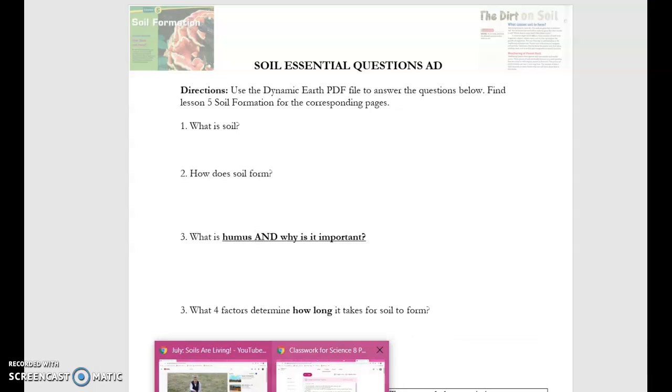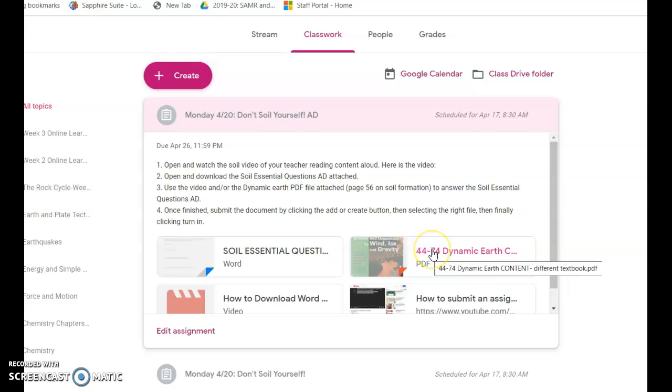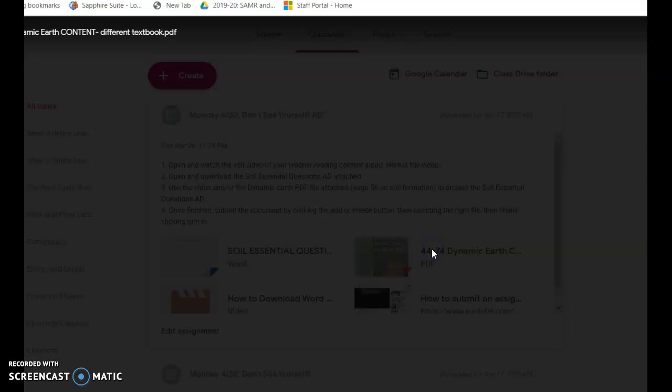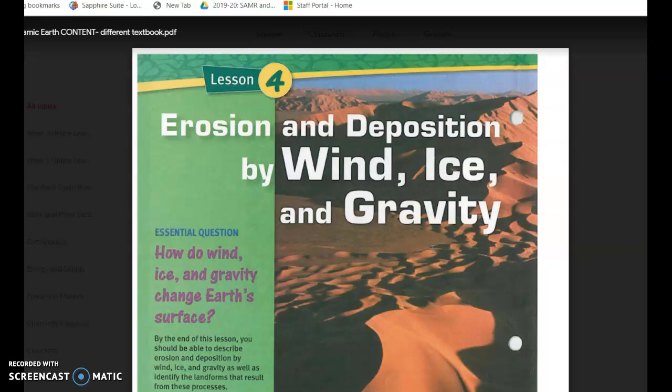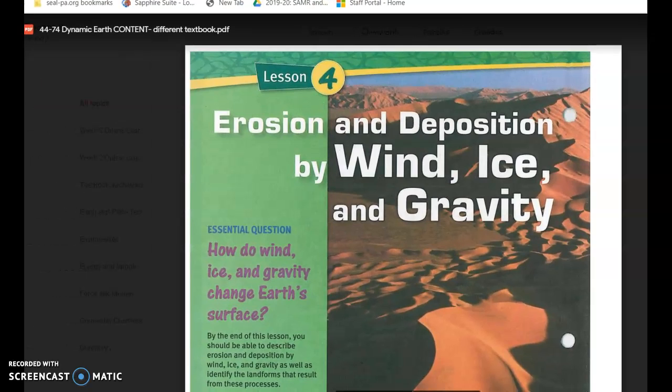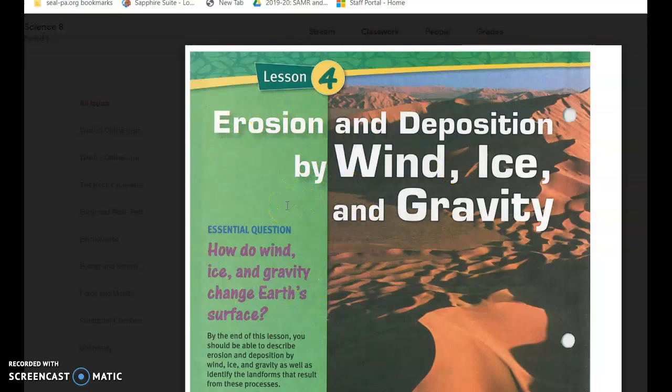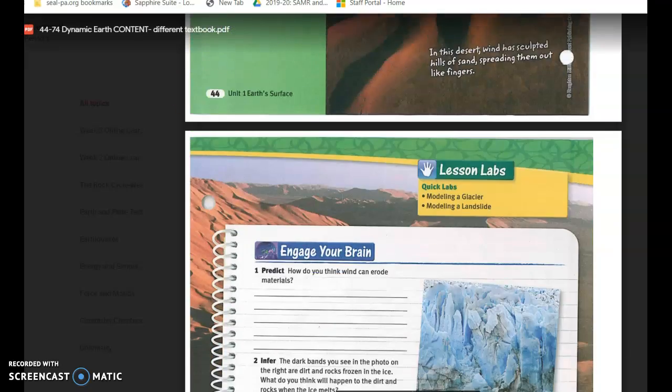And I'm going to go back to Classroom, and I'm going to bring up the document. Okay, so when we first bring up this document, it doesn't start at the right section. So it says Lesson 4, Erosion and Deposition, and we already talked about that. The reason why I included this file for this lesson is because it has a lot of good stuff in it, and it has particularly good information on soil. So it has extra stuff that we already learned about.